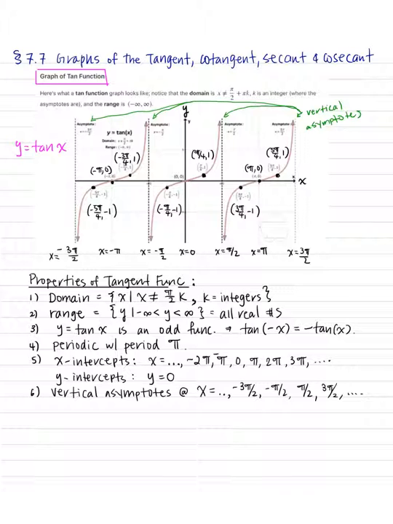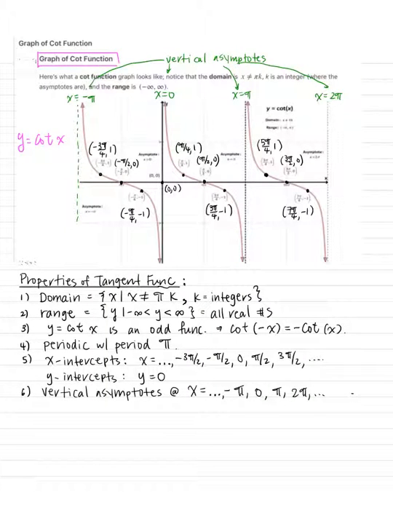And the tangent function is periodic with period pi, and the x-intercepts are negative 2 pi, negative pi, 0, pi, and so forth. And the y-intercept is only at y equals 0. Now the vertical asymptotes are at negative 3 pi over 2, negative pi over 2, pi over 2, and so forth. So for the tangent graph, if you look at one piece of the graph from right to left, it starts from the right hand side and then goes down towards the left hand side.